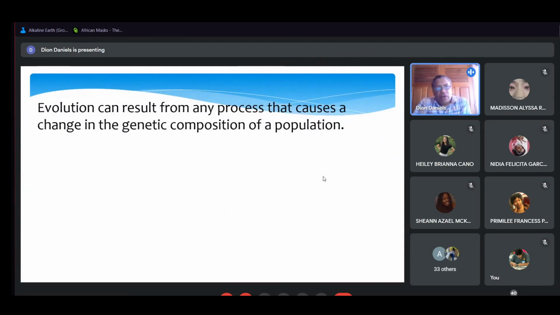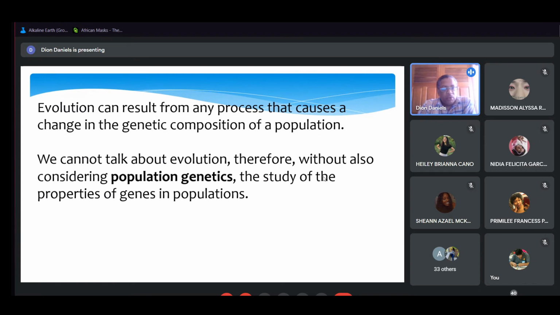Evolution can result from any process that causes a change in the genetic composition of a population. We cannot talk about evolution, therefore, without also considering population genetics, which is the study of the properties of genes in populations. So population genetics has to do with the study of genes and their frequencies within populations, all right?